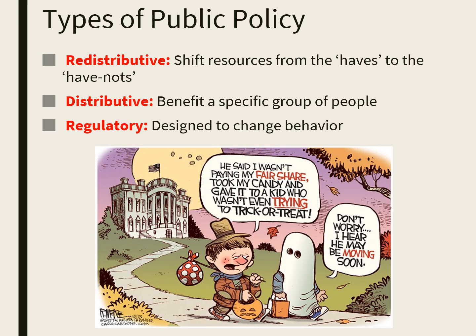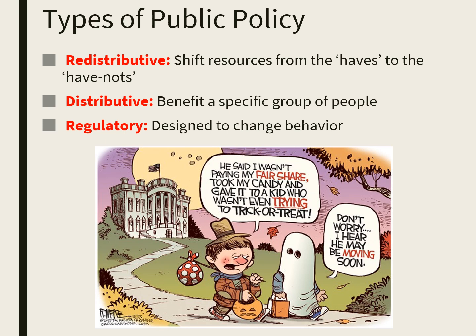And then there's regulatory public policies. And these are kind of designed to change behavior. So we've seen quite a few of these in recent years with taxing, right? Certain things, like cigarettes, alcohol, things like that get taxed at a higher rate than your food and groceries, with the idea of trying to, again, regulate behavior, make it a little harder for people to get them. And so that's another way that public policy can be enacted.